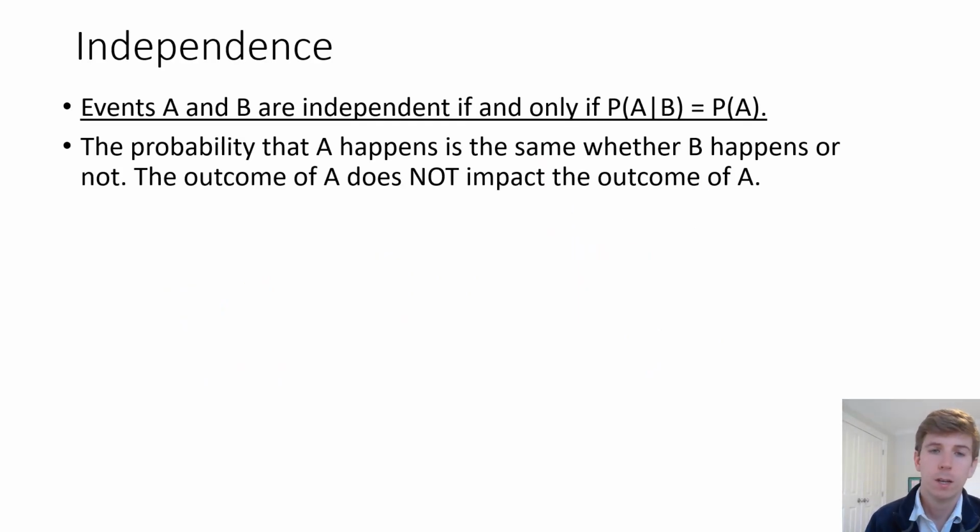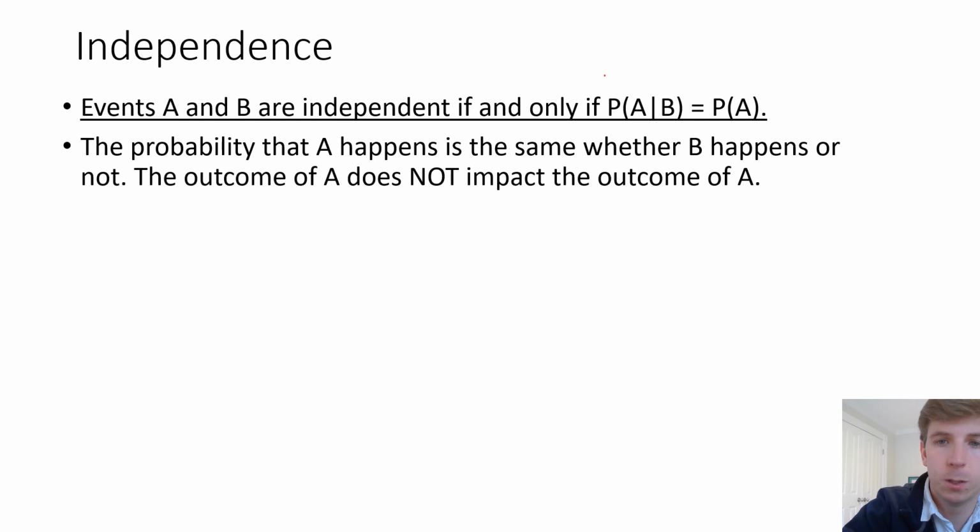Independence. So events being independent really means the probability that A happens is the same whether B happens or not. Like thinking about events that would be independent, flipping a heads and flipping a tails. Whether you flipped heads or tails on your first flip, the probability of flipping a head the second time and the probability of flipping a tail the second time still remain the same no matter what you flip the first time. Each of those events is going to be independent of each other.